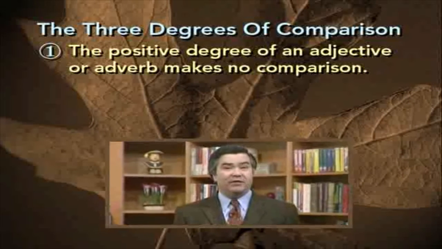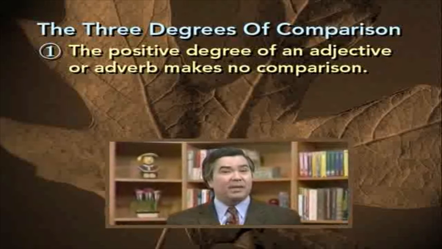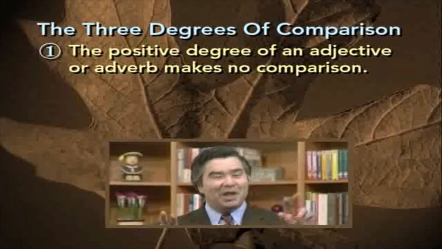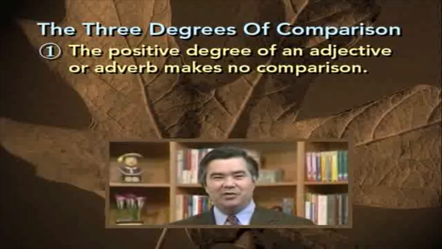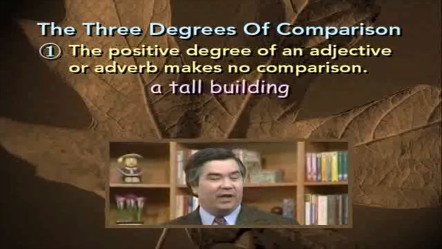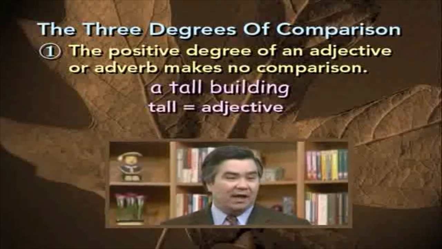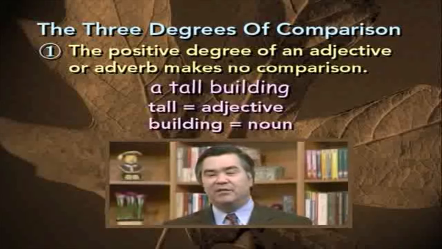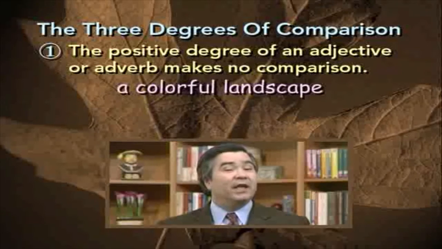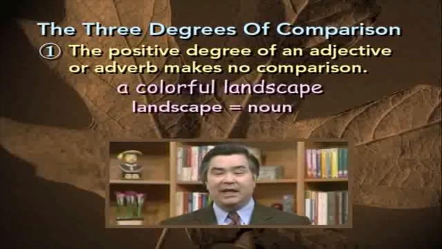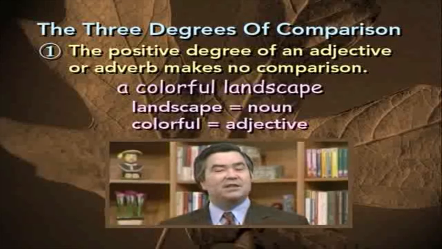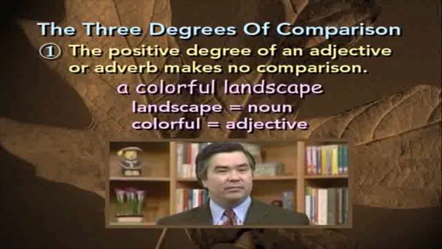The positive degree of an adjective or adverb makes no comparison. You might think of the positive degree of an adjective or adverb as being the normal way the adjective or adverb is used. Here are a couple of examples. A tall building. Here we have a phrase containing the adjective tall, modifying the noun building, and there's no comparison involved. So this is the positive degree of the adjective tall. A colorful landscape. Here we have the noun landscape modified by the adjective colorful. Again, there's no comparison involved, so this is the positive degree of the adjective colorful.